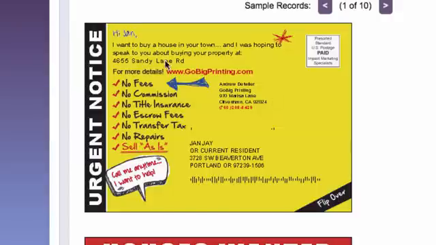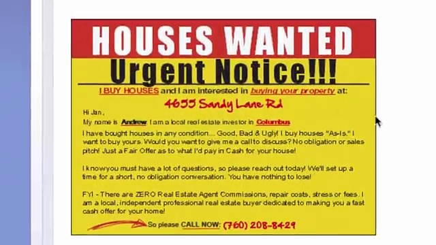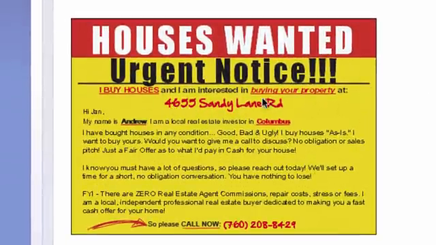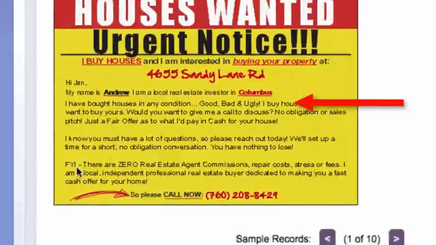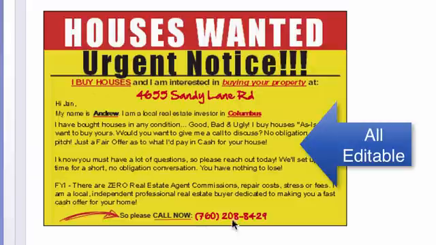And so it says here, hi Jan, I want to buy a house in your town, and it automatically says here, I want to buy a property at, and it puts the recipient's site property address right here. And then down here it also does it. So I buy houses and it says I want to buy a property at, and once again it puts the site property address here. It says, hi Jan, my name is Andrew. I'm a local investor here in Columbus. I bought many houses. I didn't change that, but I could have. Please call now, and I put in my phone number.